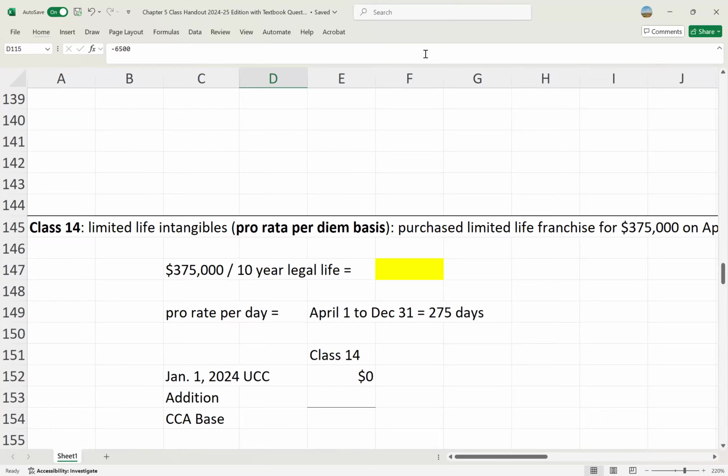Now, once again, if we go to our CCA rates table, let's just look up franchises.